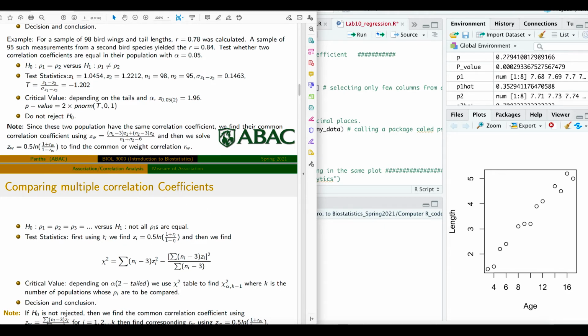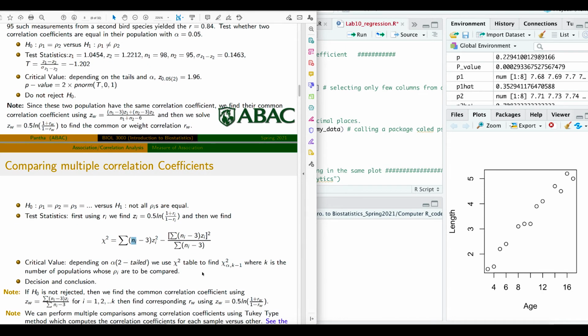First we find Ri, and also we find Gi using the same formula we used before, and then we use chi-square equals summation of (Ni minus 3) times Gi squared, minus the summation of (Ni minus 3) times Gi, whole squared, divided by the summation of (Ni minus 3). Ni means the size of the samples, right? This is the chi-square value.